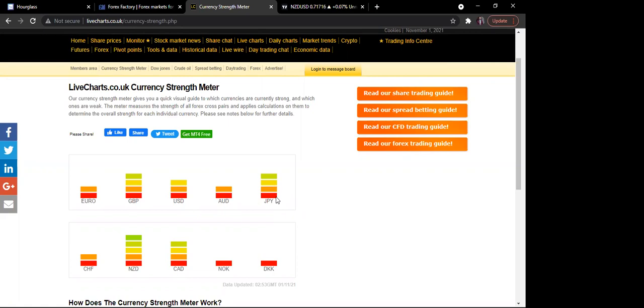So the flow of this market on AUD JPY is a downward trend. The flow of this market, which is NZD USD, is an uptrend. Why? Because NZD is strong against the USD, and because JPY is strong against the AUD for the sell opportunity.